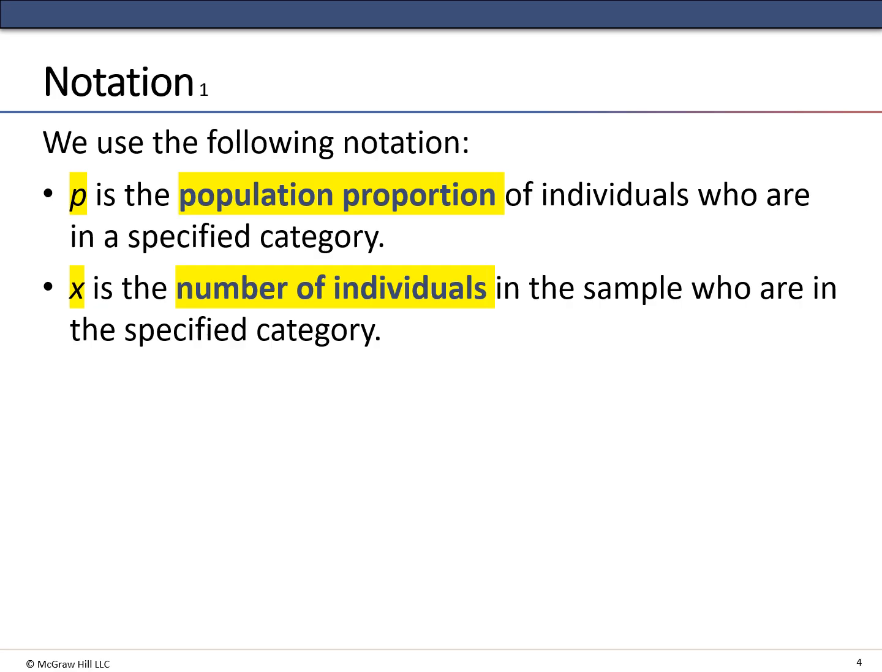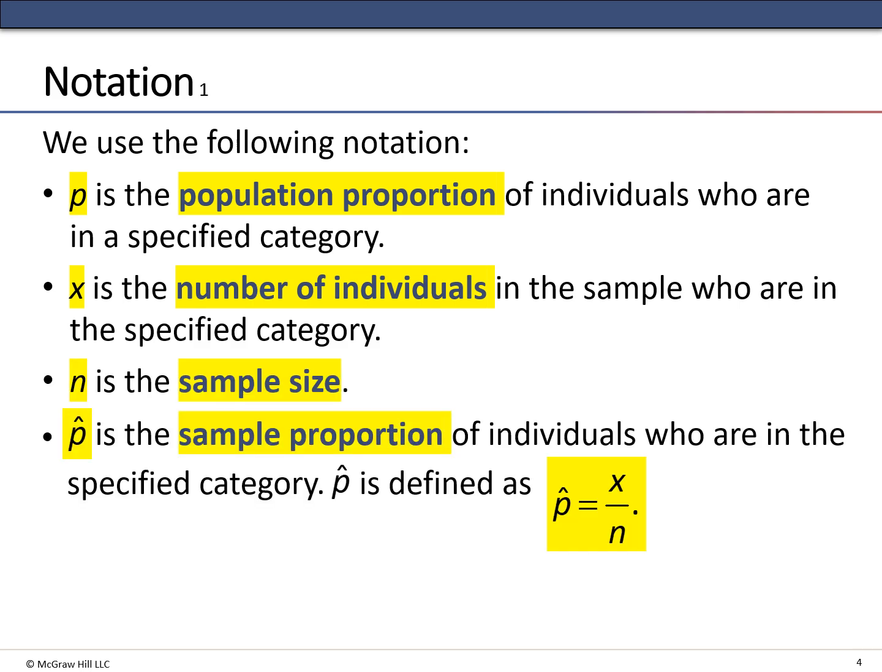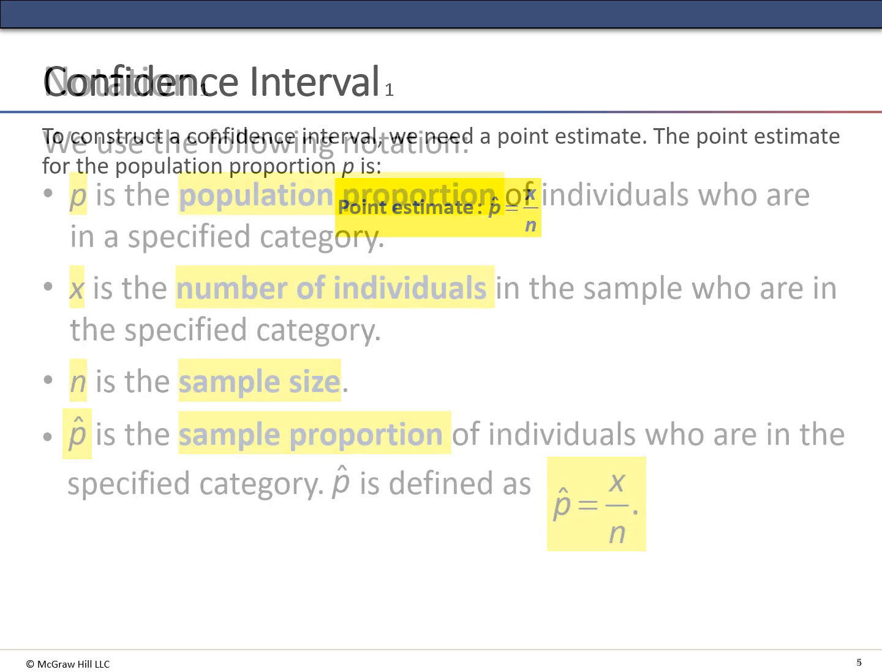X is the number of individuals in the sample who are in this specific category. N is the sample size. P hat is the sample proportion of individuals who are in the specified category. And remember, p hat is just defined as the sample proportion, so it's just the number of people that select that category over the total sample population. Again, very logical.